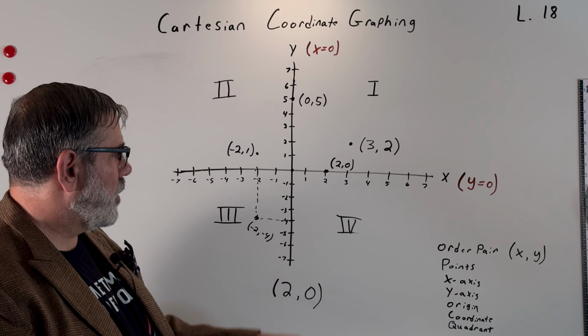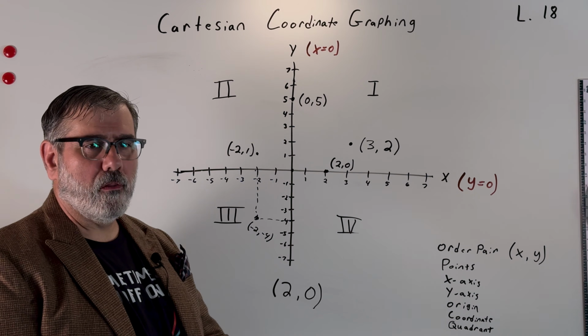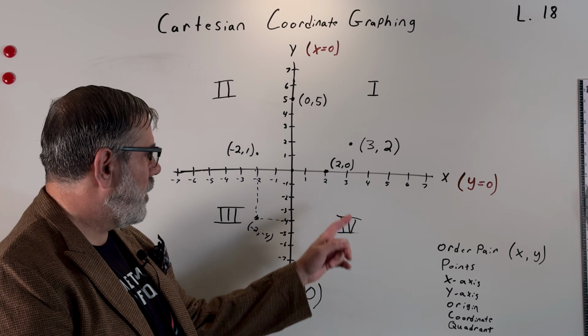Now, how about quadrant 4? If I want to put a point in quadrant 4, what would that look like? Give me an ordered pair that would fall in quadrant 4.